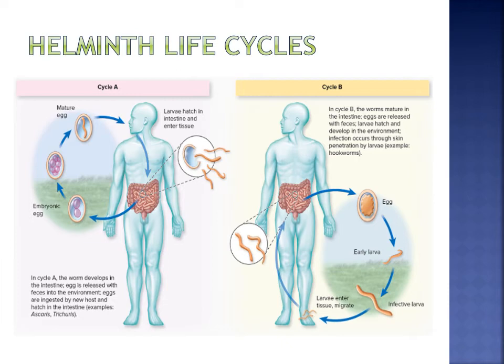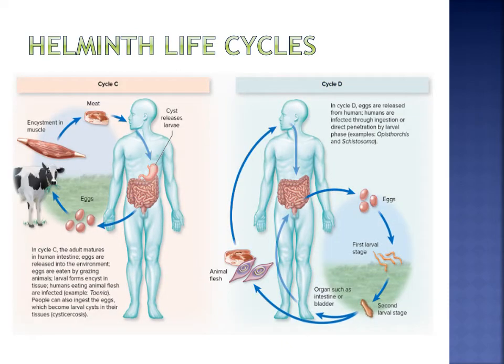For cycle B, here we'll have immature worms that get into the host and then they will fully mature in the intestines. Again, we will release eggs through feces. Those larvae will hatch and begin development in the environment. Typically, infection from this happens through skin penetration. For example, hookworms can go directly through the skin. Ooh, terrifying.